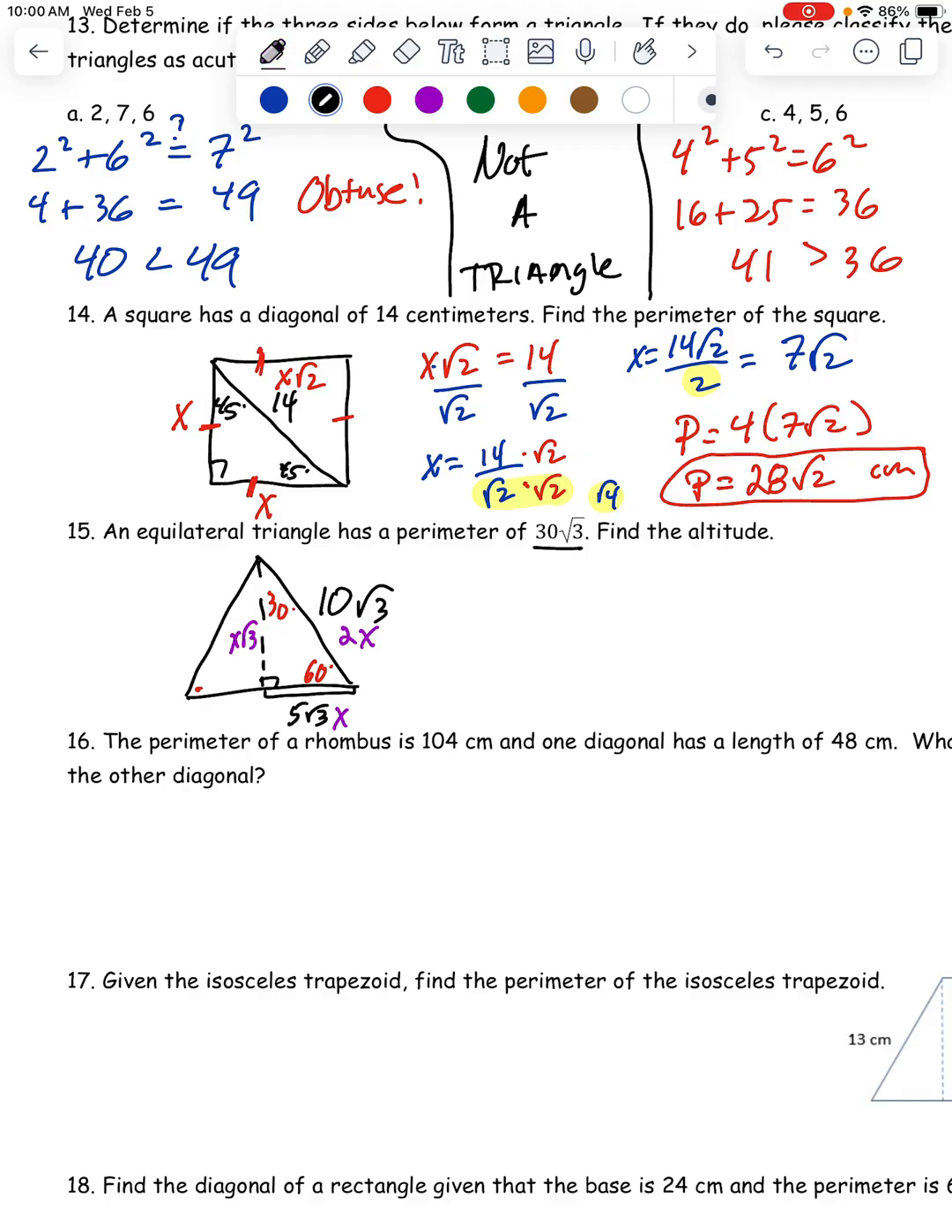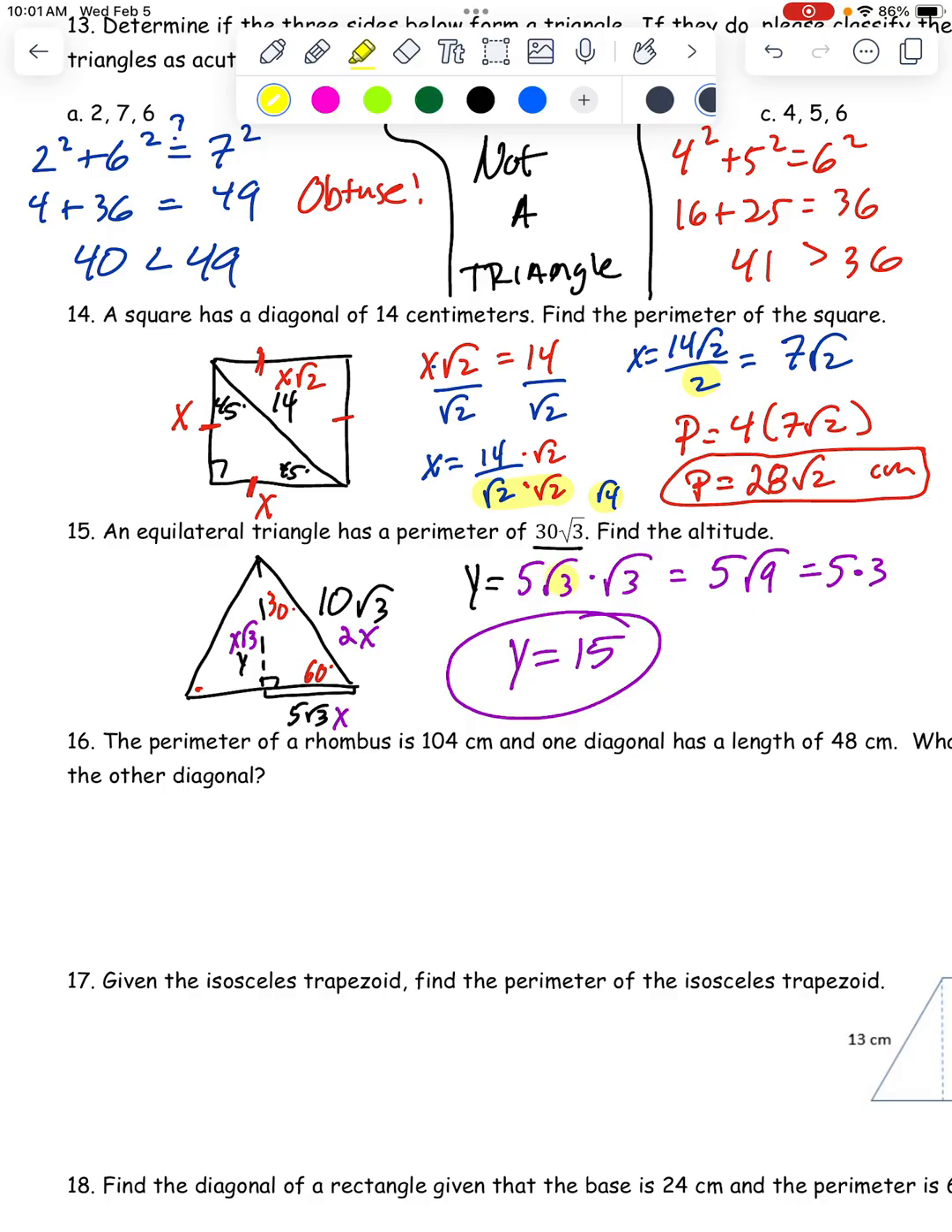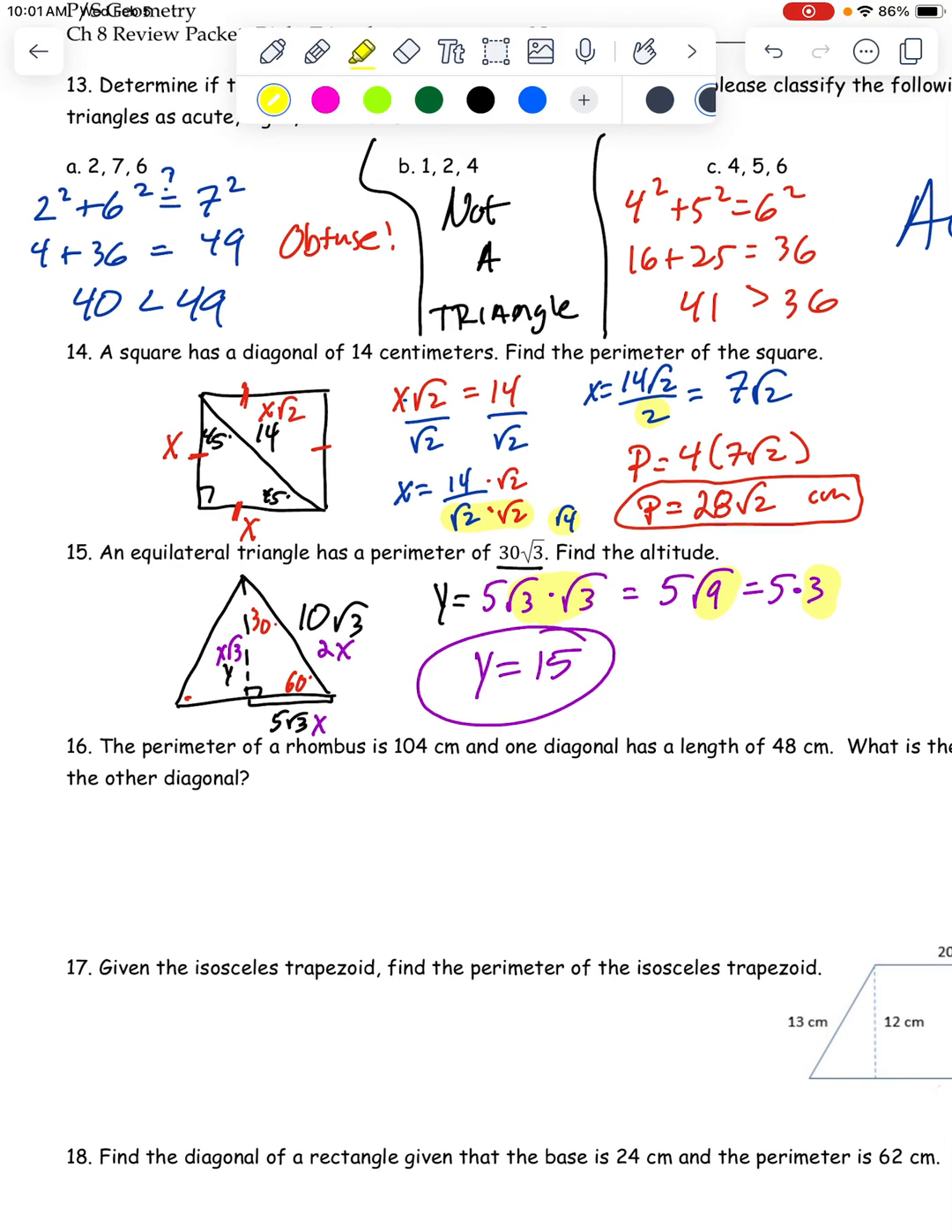So I can call this side y. That's what I'm trying to find. So y is equal to x root 3. Well, in this case, my x is 5 root 3. So I do 5 root 3 times root 3, which is 5 root 9, which is 5 times 3. So y equals 15. You don't necessarily have to show all of this work if you don't want to. If you're able to skip the part, that's totally fine. I'm just showing where it comes from, all right?